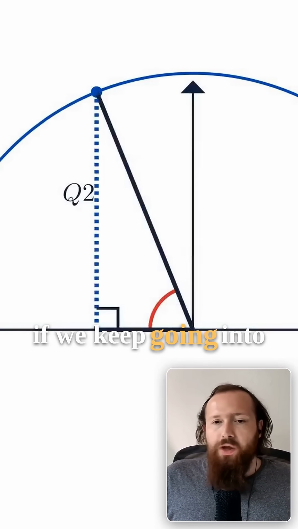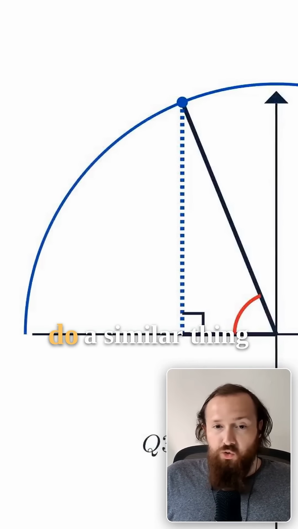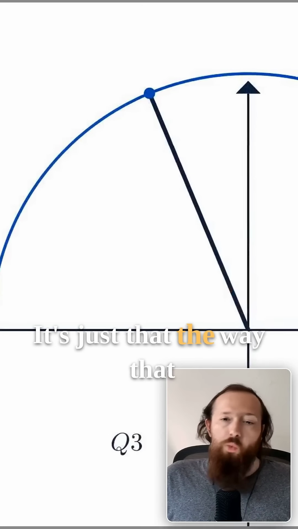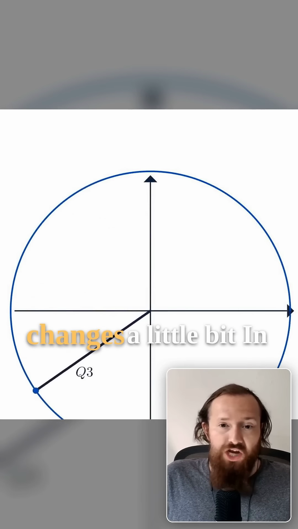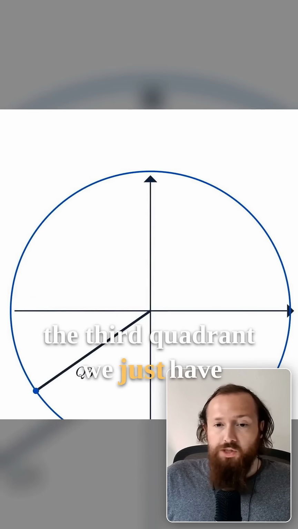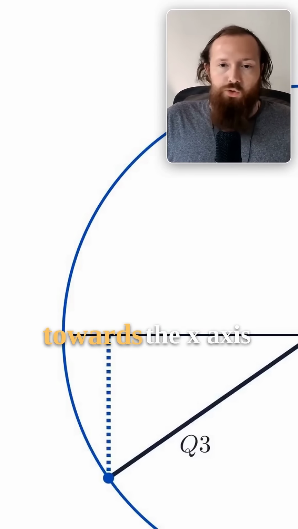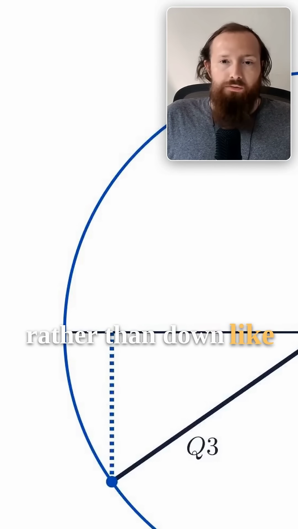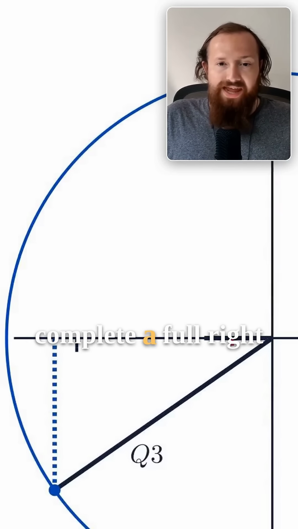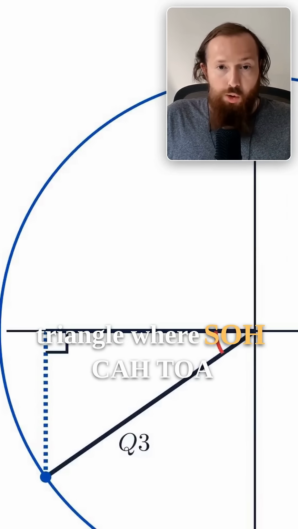And if we keep going into the third quadrant, we can do a similar thing. It's just that the way that we get the reference angle changes a little bit. In the third quadrant, we just have to drop the line up towards the x-axis rather than down like we did in the second quadrant to complete a full right triangle where SOHCAHTOA works again.